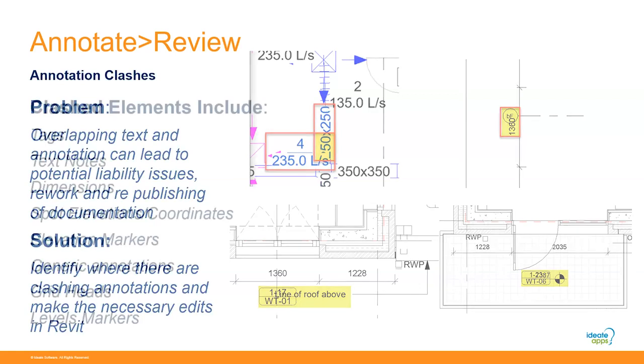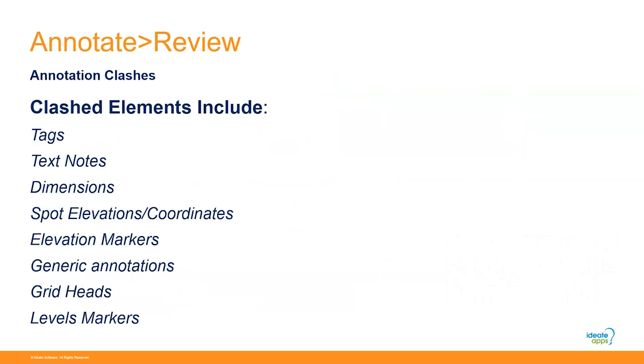And in fact, when we look at what these clashed elements are, things like tags, text notes, dimensions, spot elevations, elevation markers, generic annotations, grid heads, level markers. So it's all the 2D information within your documentation. So we're not clashing walls. That's a whole other workflow, with, for instance, Navisworks or others that are doing model checking when it comes to clashing. This is specifically 2D clashing.